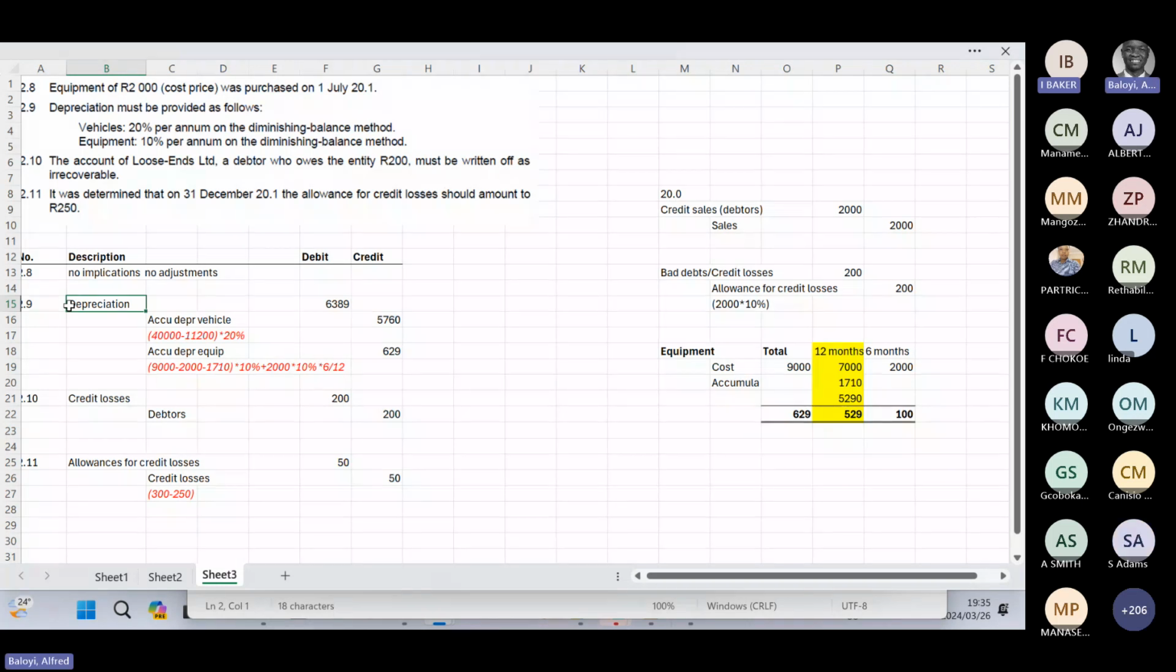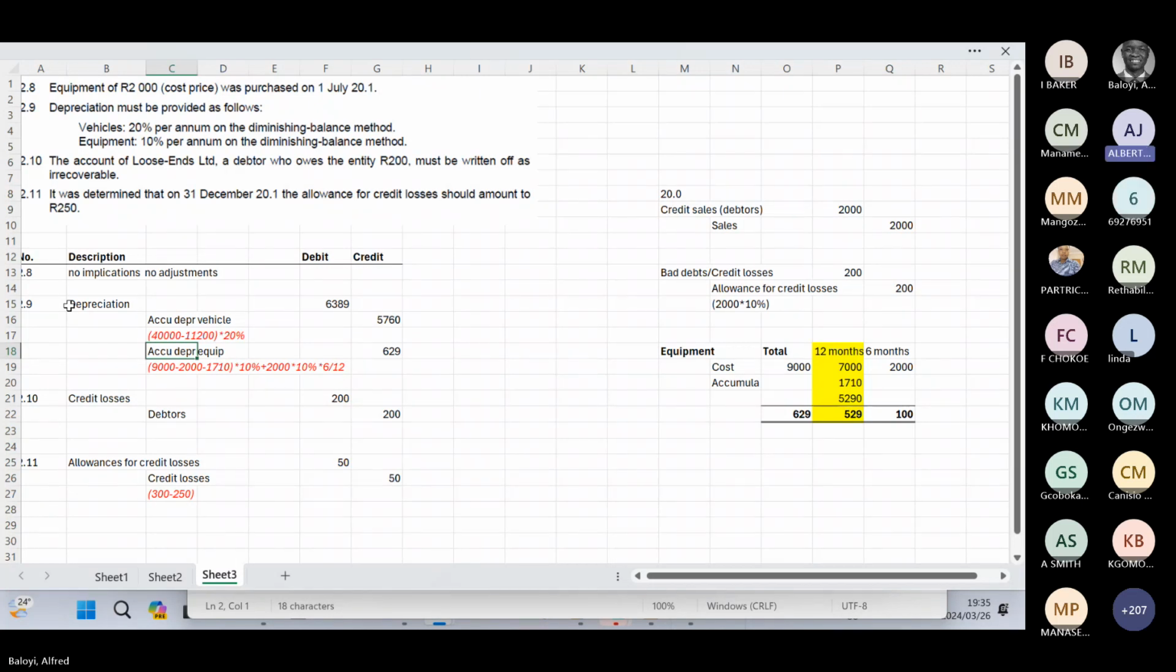Okay. It's a combined balance, but the accumulated depreciation will be for separate assets. Okay, thanks. All right. Thank you, Mr. Jacobs.